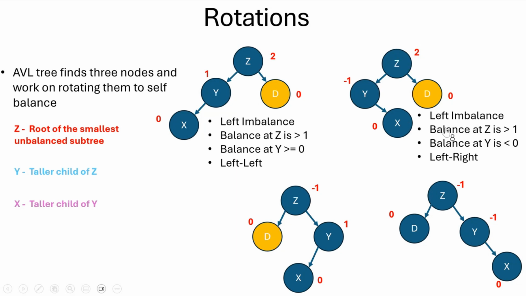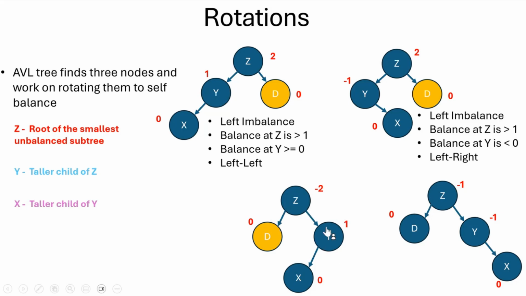The third case, let's say we delete the node D here. The balance at Z becomes -2, which is not allowed in the AVL tree. So -2 means that Z is unbalanced because of the right side of it, the heavy right side of it.